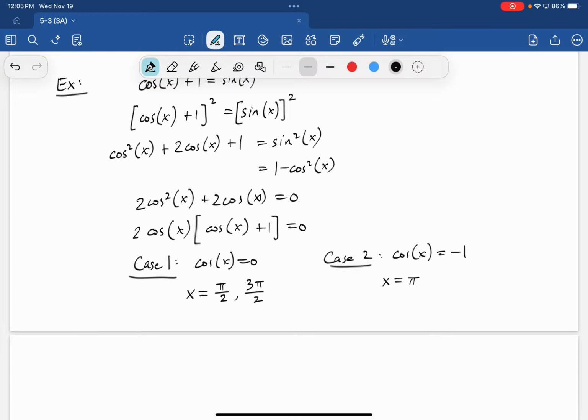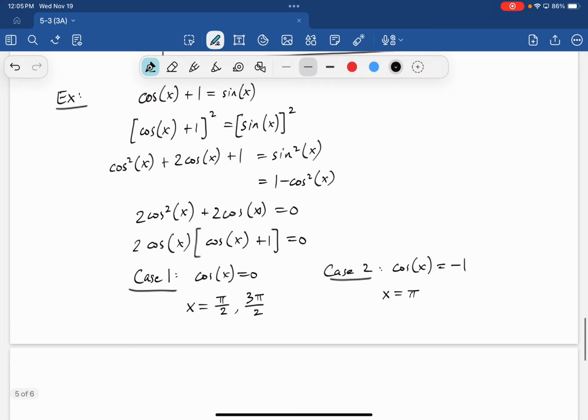Okay. Very important. Please listen. Whenever you square both sides of the equation, you introduce extraneous solutions. So you need to go back and check. Must check each solution.